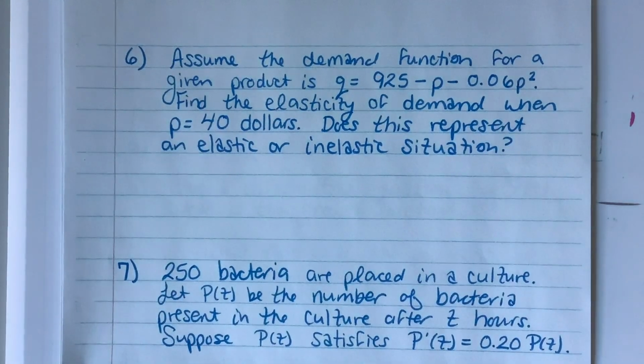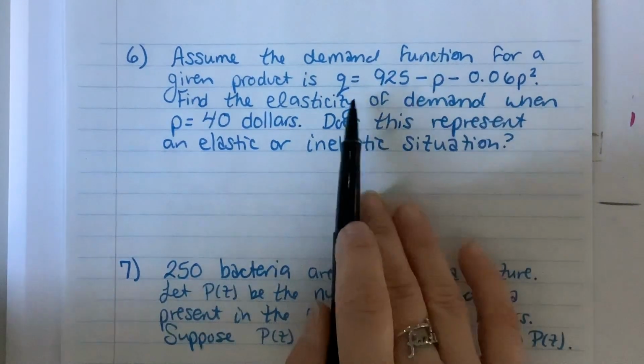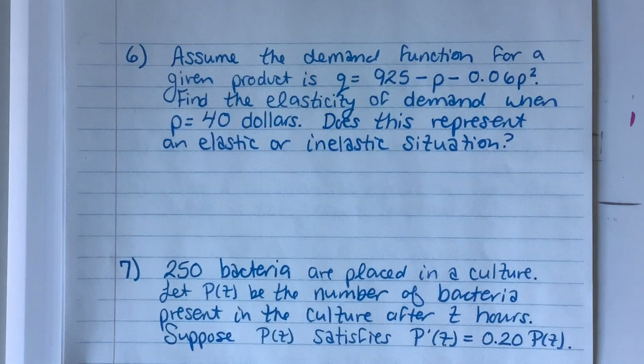Okay, the next part. Assume the demand function. What demand function means is how should you price an item? That's why it's P. How should you price an item to get to a set demand? You want to have the right amount, not too much, not too little. Q stands for quantity. So assume the demand function for a given product is Q equals 925 minus P minus 0.06 P squared.